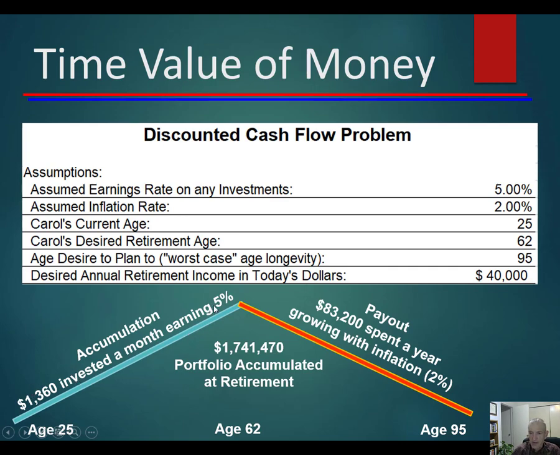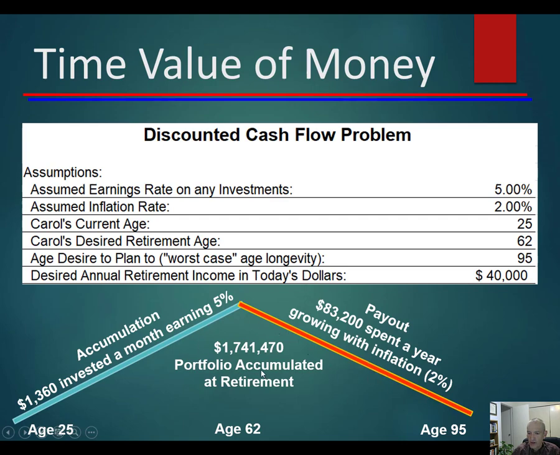She's going to invest that every month at 5%. We'll see in the spreadsheet that's going to accumulate, and we'll come back to these numbers, to $1,741,000 at age 62. And when she does that, this 40,000 that she would need today actually becomes 83,000 when she turns 62 because of inflation. So she can't have an income of 40,000 when she turns 62 because it won't buy nearly as much. Because of inflation, she actually needs more than twice as much. And this 83,000 that she needs a year is going to grow with inflation.